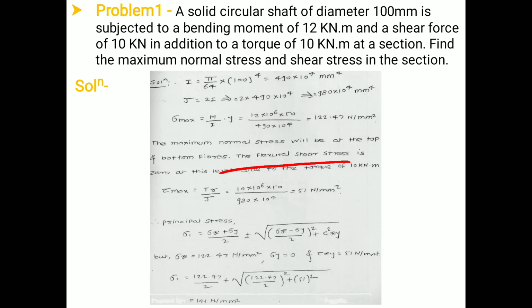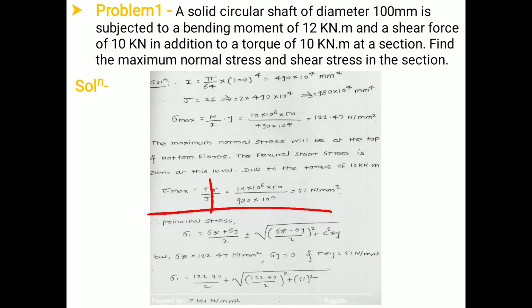Now it is the concept of shear stress, and at the extreme fiber the value of shear stress is always 0. Therefore now we are going to find out the value of shear stress due to the torque, which is 10 kilonewton meter. By using the torsional formula, the maximum shear stress is given by T into R upon J. Remember that this R is nothing but the capital R.